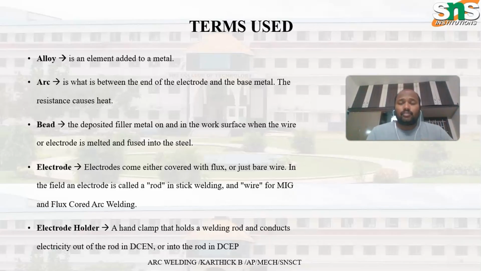Second is the arc concept. In a simple way, if we take the positive and negative polarity of a small battery and make them touch each other, you can see some spark. Like that, here when you bring together the positive and negative ends, where the positive is connected either to the electrode part or to the base metal part, that is the workpiece part, you can see a spark due to the resistance. That resistance causes heat, and that heat is known as the arc.